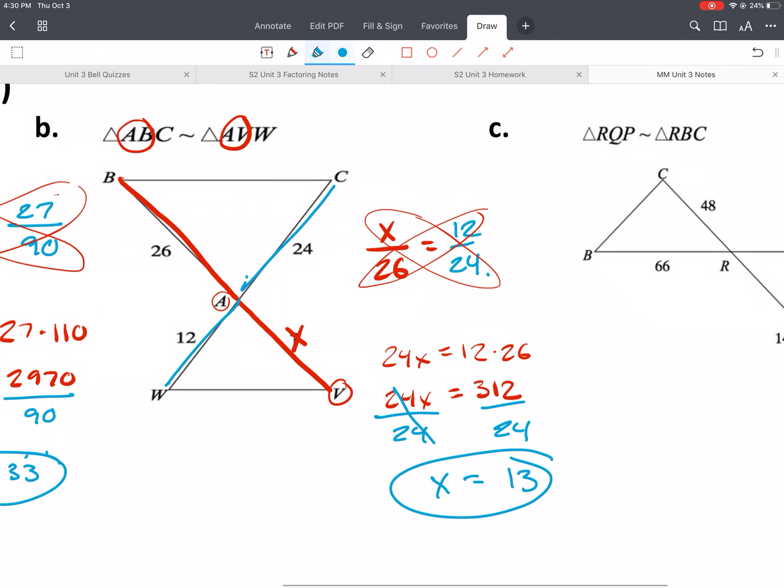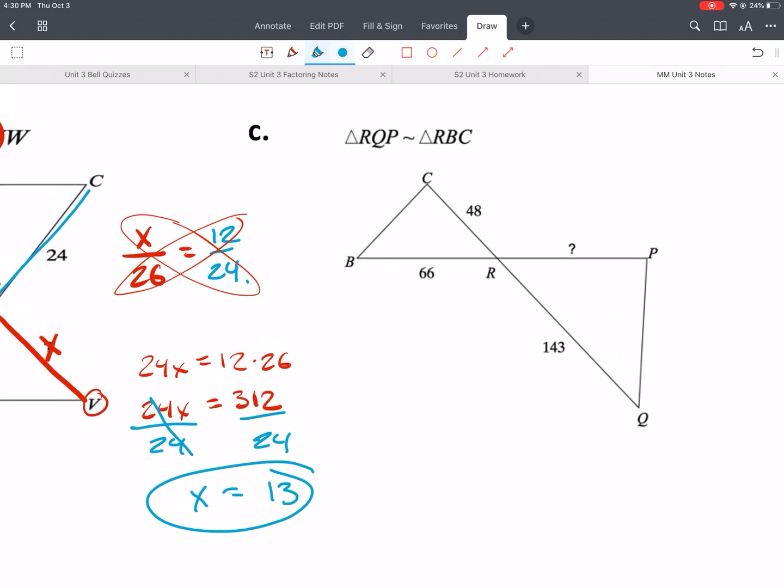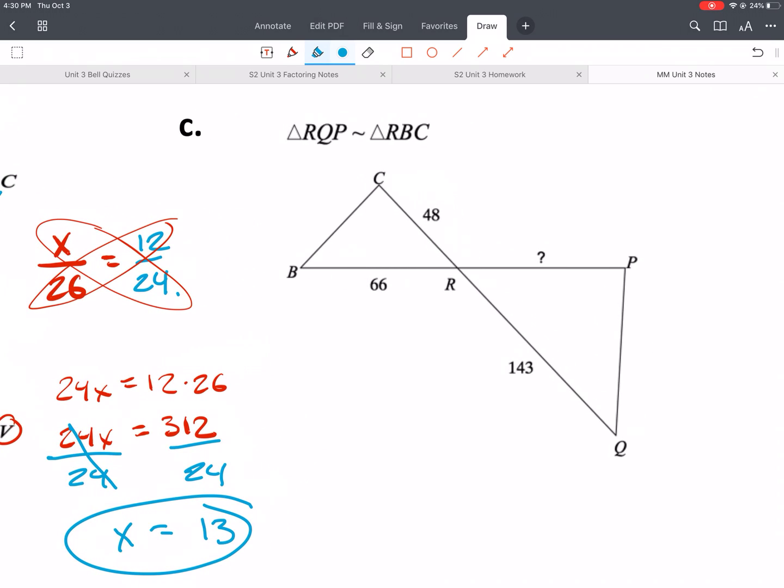Okay, so see if you can do C by yourself. As often as you can, pause and do the problems by yourself and then check to make sure you're understanding and getting it. It won't get into your brain if you just listen.